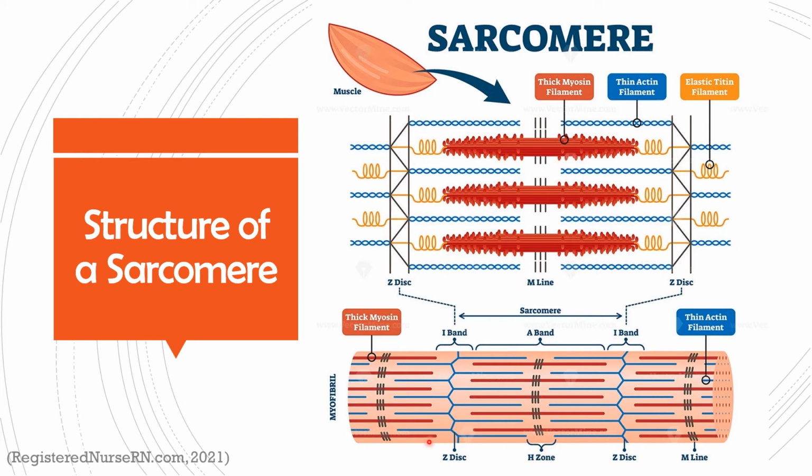Just to be a little bit clearer about that, the H zone, when the muscle fiber is relaxed, only contains that myosin, but when it contracts, which we're getting to in the next slide coming up here, the H zone will then include both the thin actin and the thick filament, which is the myosin.